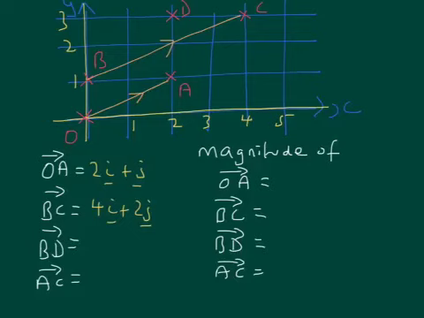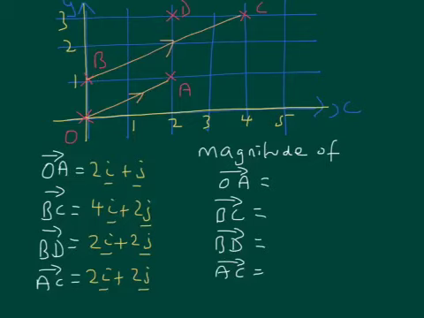Okay, what about the vector from B to D? That's 2 in the i plus 2 in the j. What about the vector from A to C? That's 2 in the i and 2 in the j. They're equal, BD and AC. B to D, that vector, is equal to that vector.